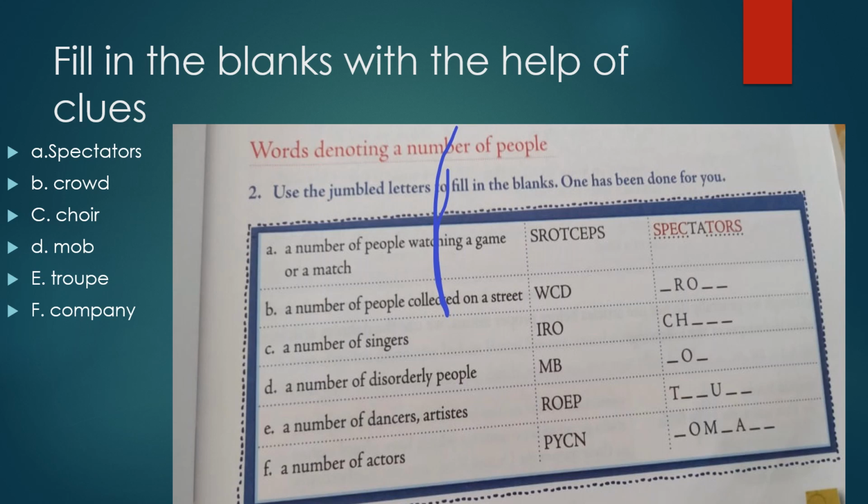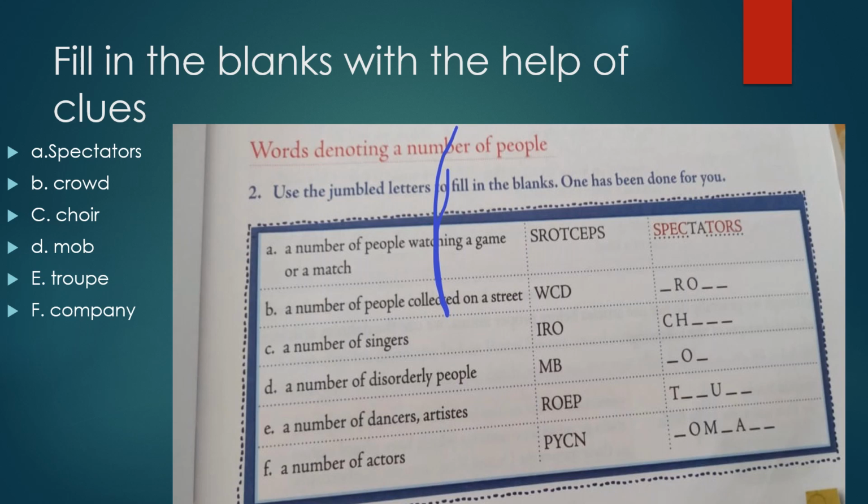A number of dancers and artists. The jumbled letters are ROEP, TROUPE, true. TROUPE, true.